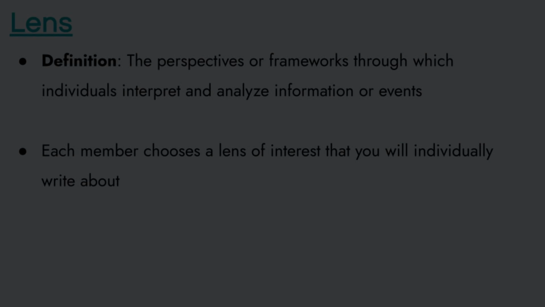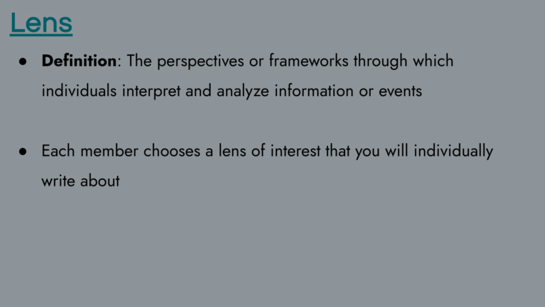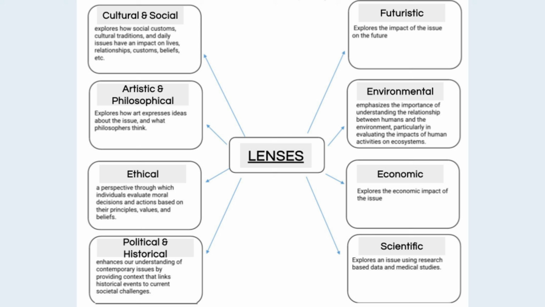in your group. A lens is a specific area of focus that you will look through when writing your individual paper. You and your team will choose what lenses you each want to do. Here's a chart of the various different lenses to choose from, ranging from social all the way to economic and scientific. Choosing a lens for your essay all depends on its relevance to your topic and if you are interested in researching it.